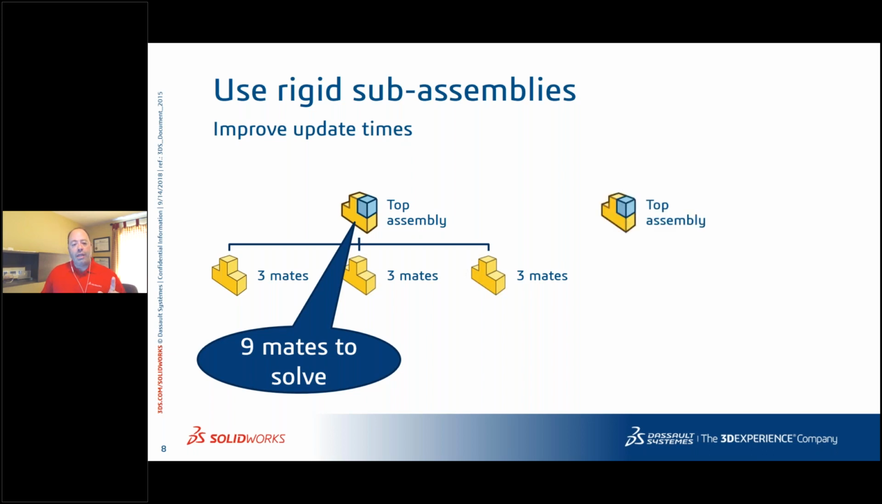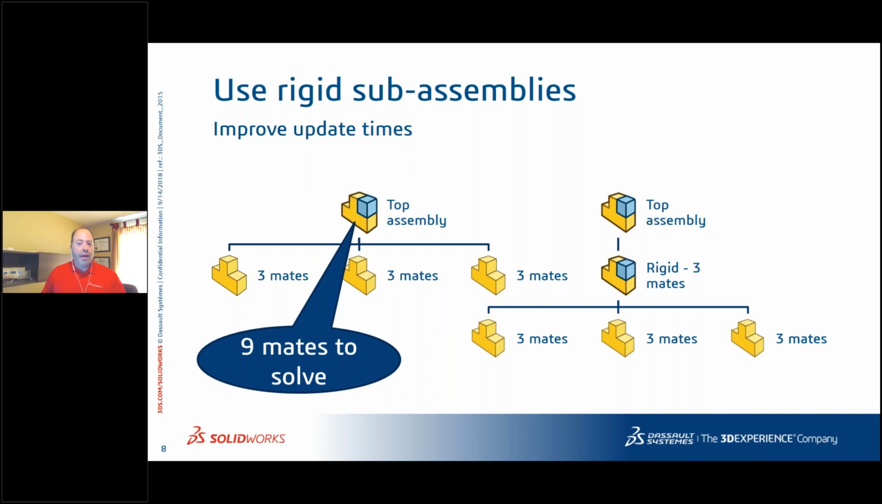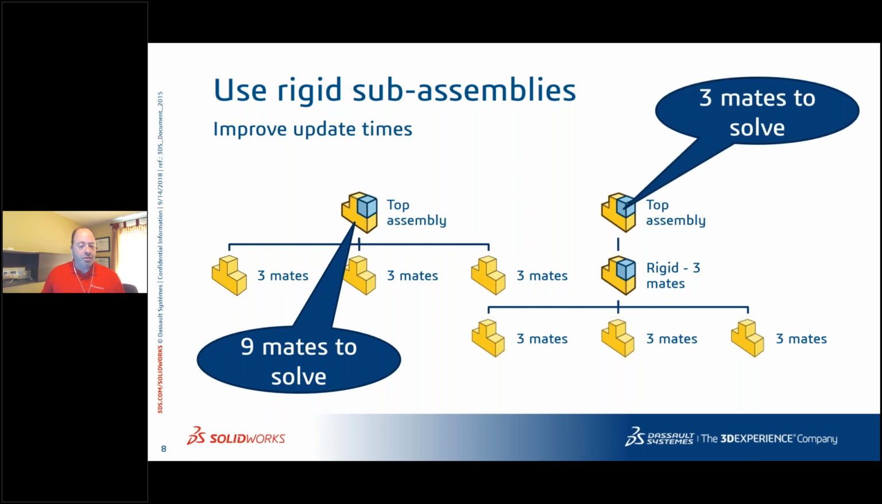Just by inserting a rigid subassembly in my top assembly level and putting all the same 3 parts, although I still have 9 mates to solve at the subassembly level, the top assembly level just needs to solve 3, the 3 that's defining the subassembly. So, I mean, for a lot of you, that's going to be common sense, but once you think about the implications of doing subassemblies, that's where on a large assembly, it just makes a whole lot of sense at that stage.